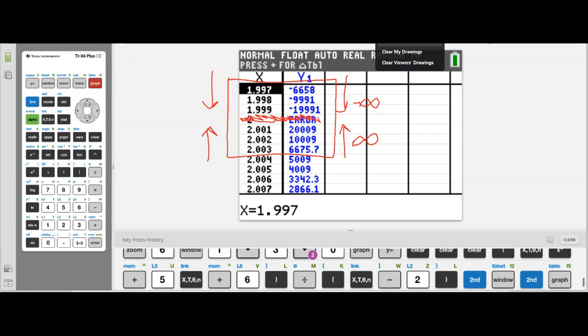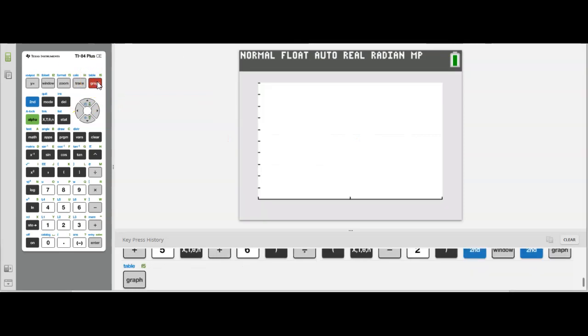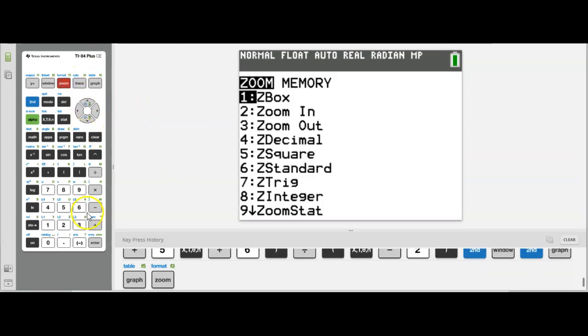Let's take a quick look at the graph though, just to give you another visual about what's going on. I need to reset my zoom.